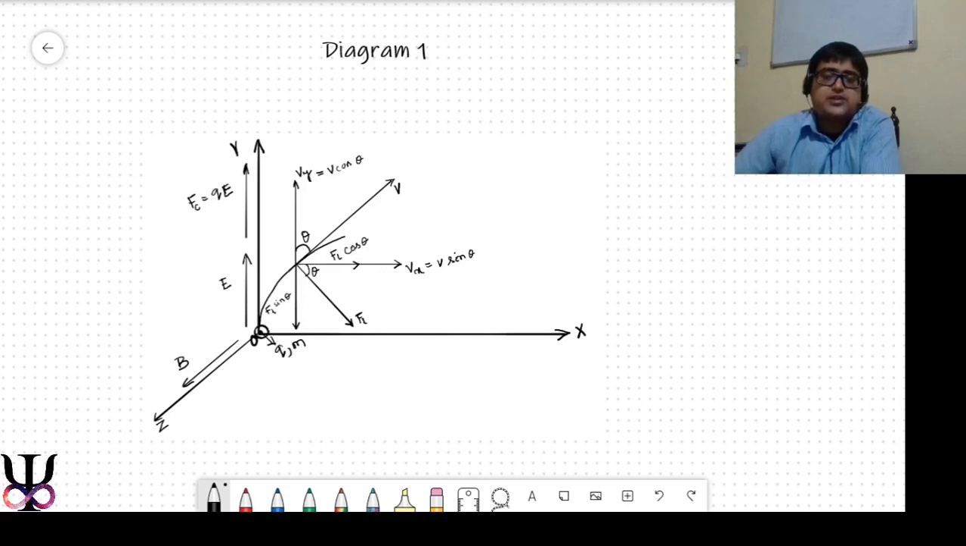So the particle follows a certain path. In this diagram, as you can see, the particle follows a curved path, and there is a tangent shown at this particular point, and a velocity vector along the tangent. This velocity vector is at an angle theta with the positive y-axis, so that the y component of the velocity is vy, which is v cos theta, and the x component is vx, which is v sin theta.